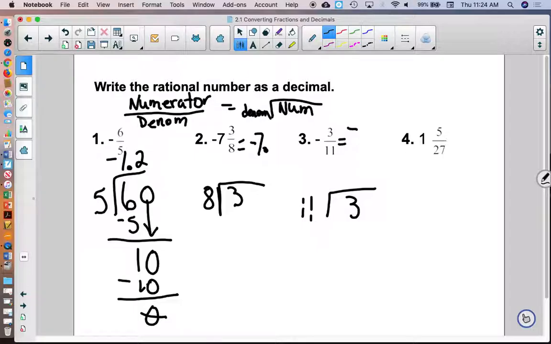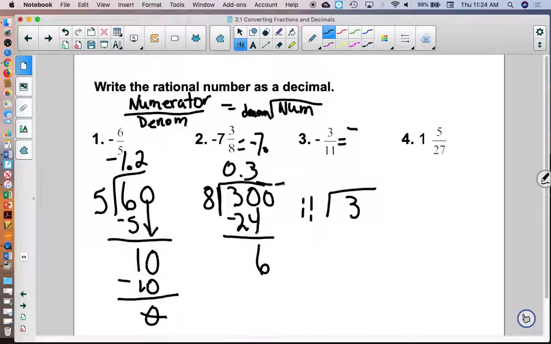Well, how many times is 8 going to go into 3? How many times, Mr. Talon? 0. Throw in a decimal, add a 0. How many times will 8 go into 30? How many times, Zach? 3 times, because 8 times 3 is what, Zach? 24. Thank you, sir. And 30 minus 24, what do we get? 6?